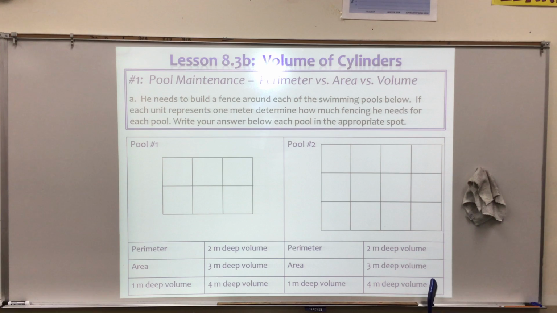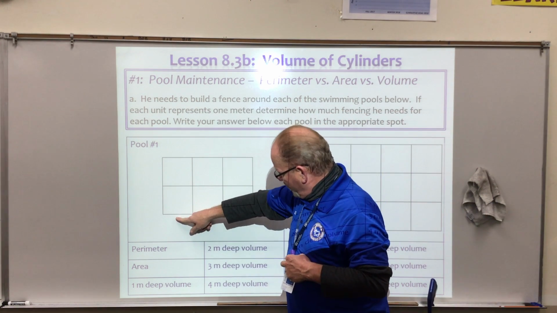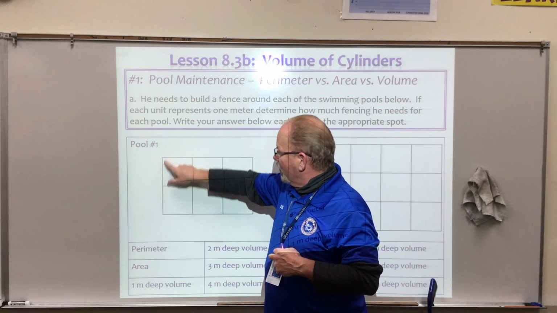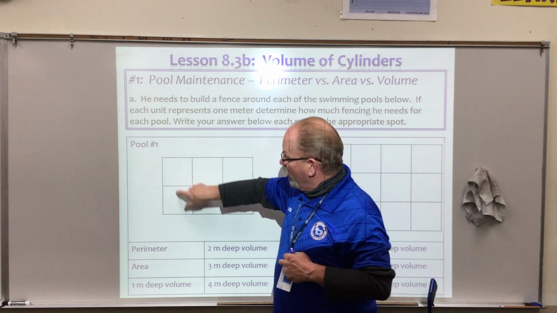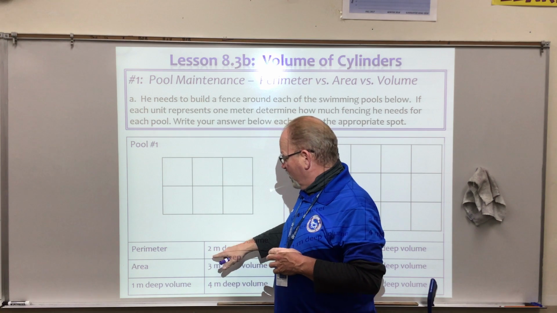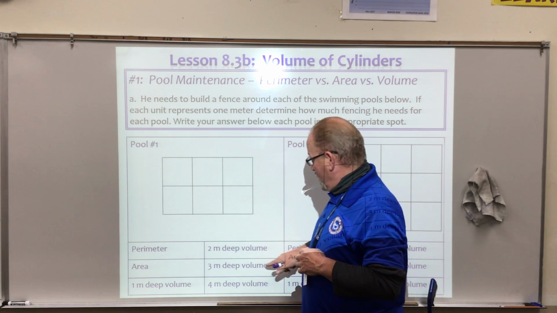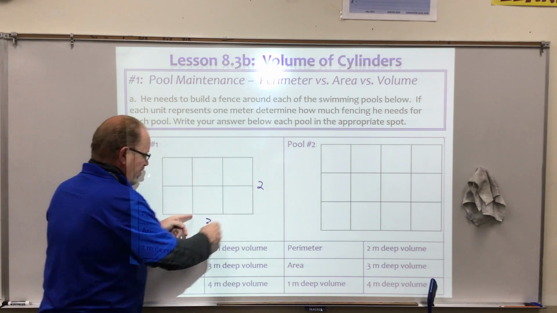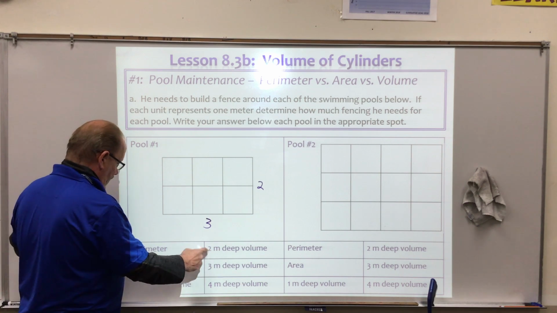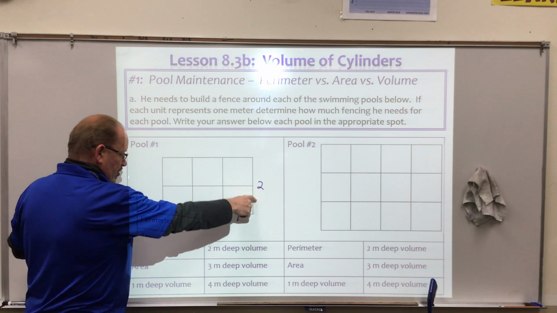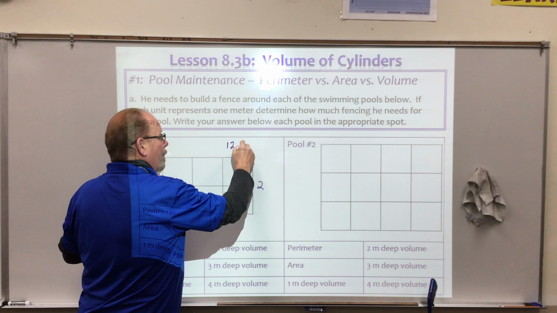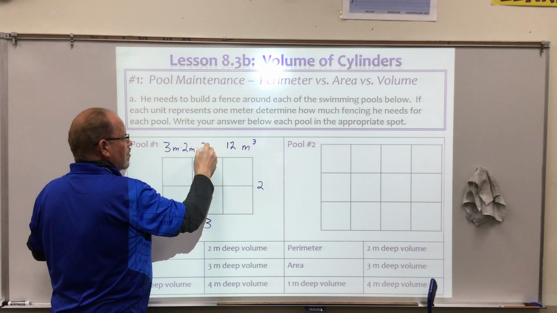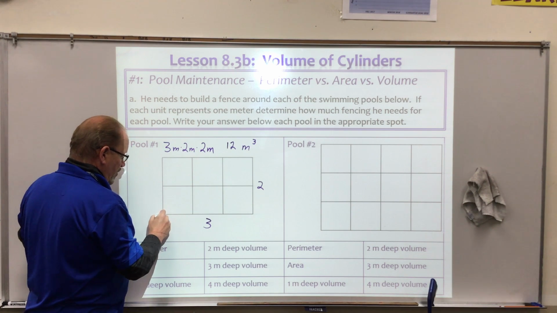So let's think about if we had a pool, and that pool was 3 meters by 2 meters. The area of the pool would be 3 times 2, or 6 square meters. Now, if that pool was 2 meters deep, the volume would be 3 times 2, which is 6, times 2 meters. So it would be 3 times 2 times 2, which is 12 meters to the 3rd power. See, we would do 3 meters times 2 meters times 2 meters. We're talking about if it was 2 meters deep.